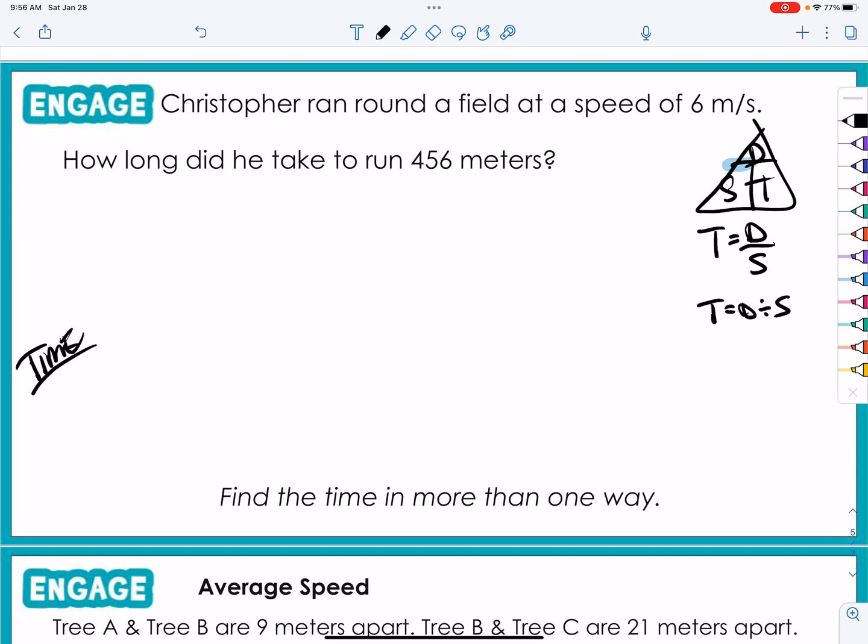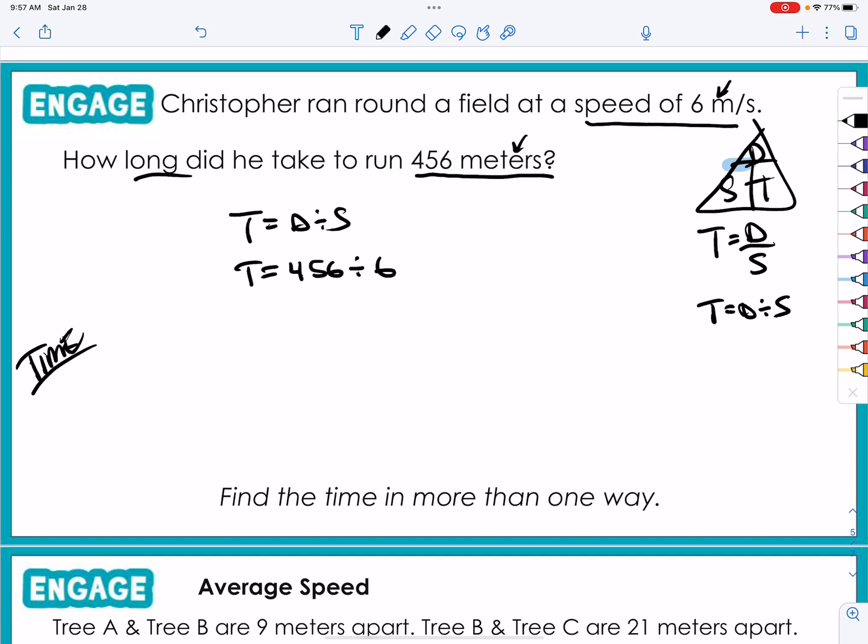So Christopher ran around a field at a speed of 6 meters per second. How long did he take to run 456 meters? So my first check, we have meters and we have meters, and so we are good to go on that. And this is a question of how long. So we want to know time equals our distance divided by speed. So time, how long it took him, is our distance, 456, divided by 6. And that's going to tell us how long it took.